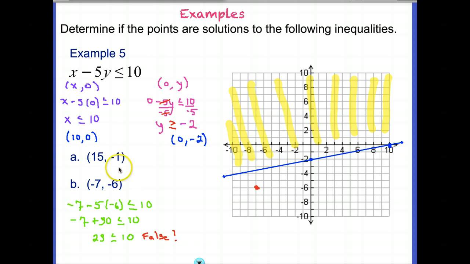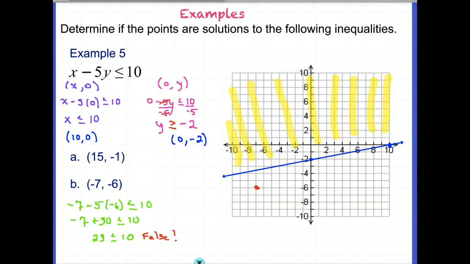Now finally, in order to figure out if (15, -1) was a solution, we could just plug it into the inequality and figure that out, just like we did for (-7, -6). Or we can look at our graph and get an idea of where that point would lie. Because the line is increasing, right here is our x-intercept. That means the line will be above the x-axis from here on out. This point, (15, -1), is going to be below the line, so this point will not be a solution.